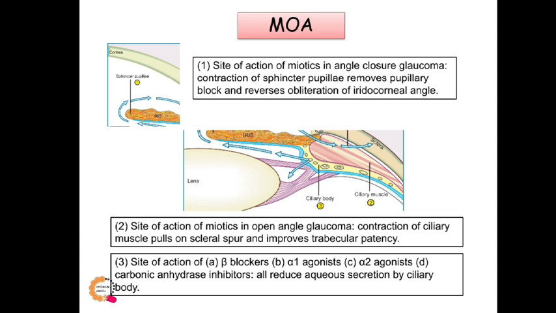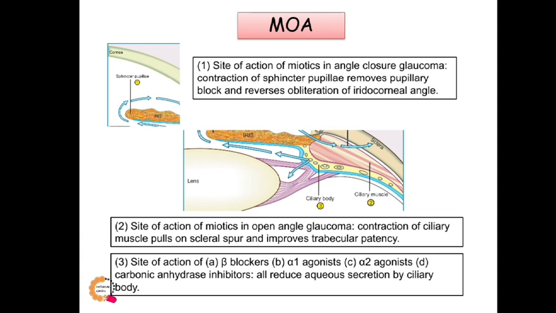So this is the site of action of most of the miotics, and miotics are responsible for the contraction of this sphincter pupillae so that it detaches itself from the lens, and also it opens up the iridocorneal angle. So it reverses the obliteration of the iridocorneal angle. And the second part is the ciliary muscle. It is the site of action of some miotics in open angle glaucoma, so that these miotics cause contraction of the ciliary muscle, which helps in the opening of the trabecular meshwork.